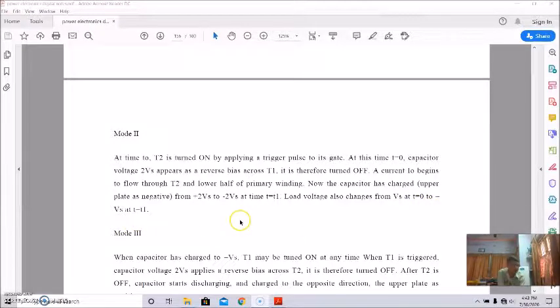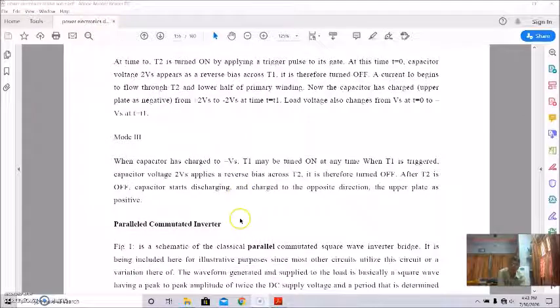And in mode 3 of operation, when the capacitor is charged to minus Vs, thyristor 1 may be turned on at a time when T1 or thyristor 1 is triggered. Capacitor voltage 2 Vs applies a reverse bias across T2, and it is therefore turned off. And after T2 is off, the capacitor starts discharging and charges in the opposite direction. The upper plate is positive. So that's all about the parallel inverter.